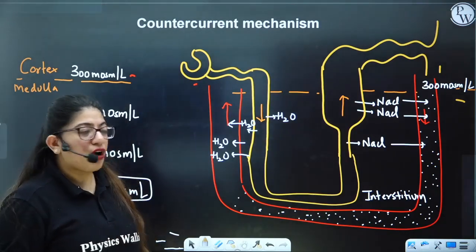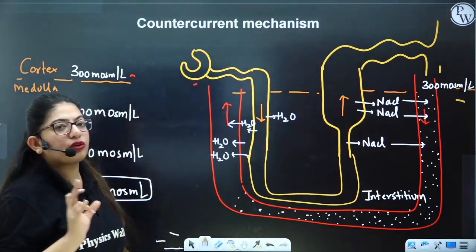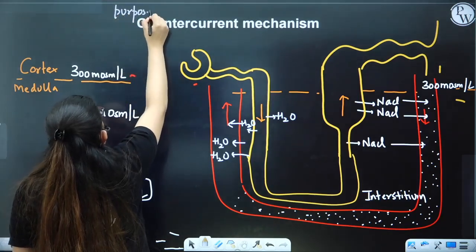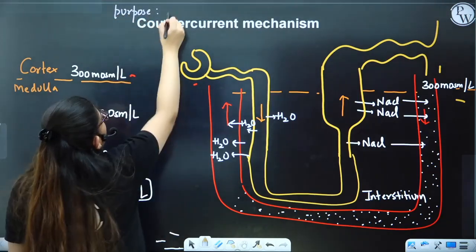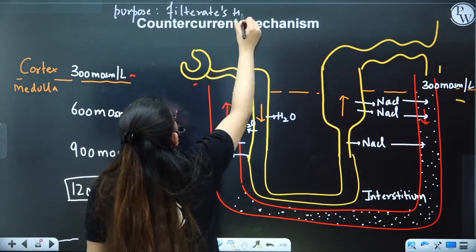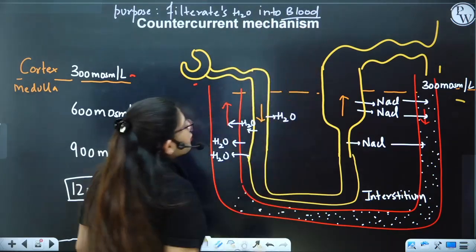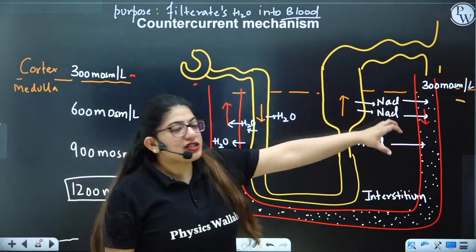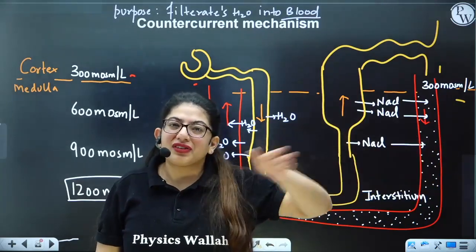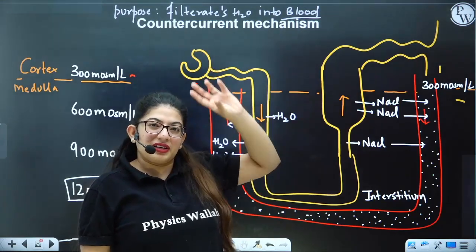Your purpose here was that from the filtrate, you want the water to go into the blood. What was our purpose? Our purpose was to make concentrated urine. So the purpose was to move the filtrate's water into blood. This is what we have done. First, we just move the salt, because wherever the salt goes, the water will follow. So what we did, we put a scheme here.